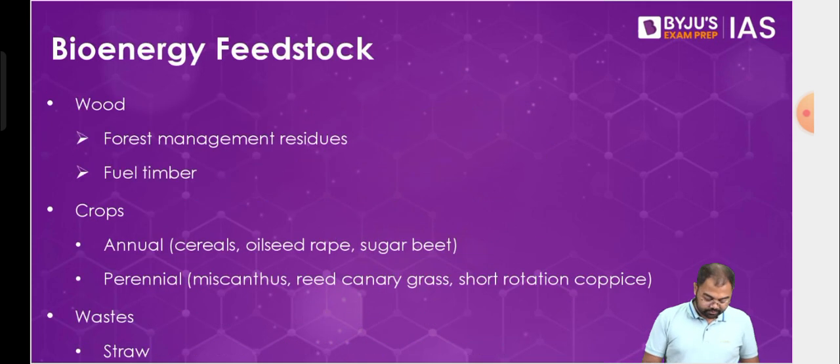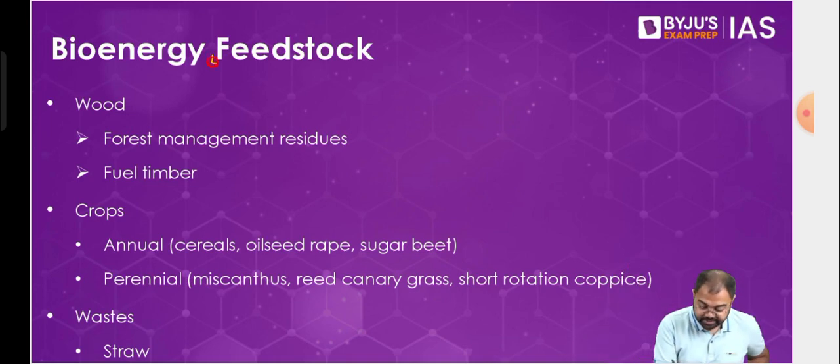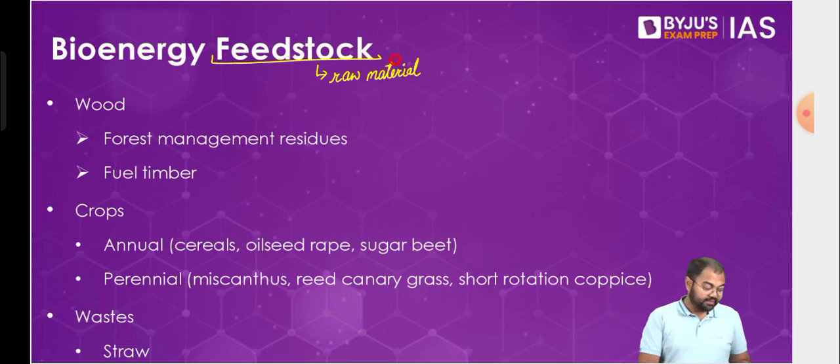Now, overall, all these crops and everything that can be used for energy generation will be called feedstock. Just remember that feedstock is nothing but the raw material. Feedstock is nothing but the raw material that is being used. Now raw material could be anything. Anything from where we can derive energy will be called feedstock.